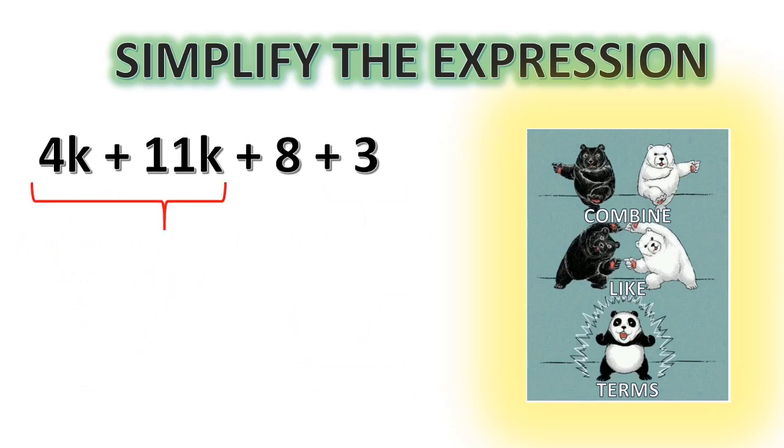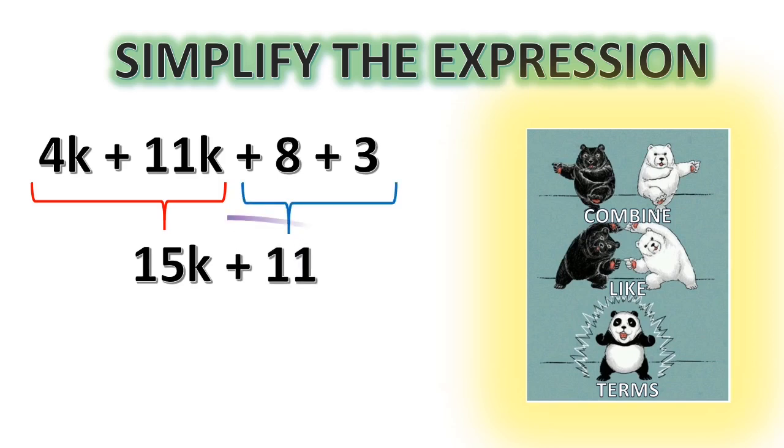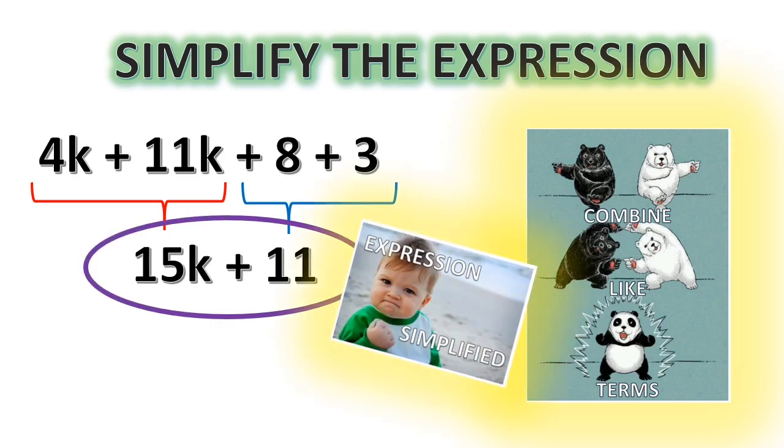So simply add the coefficients 4 and 11 to get 15k since we're adding, and add the 8 and 3 since we're adding those both, and that's going to be plus 11. Expression simplified. 15k plus 11 is the simplified version of this expression.